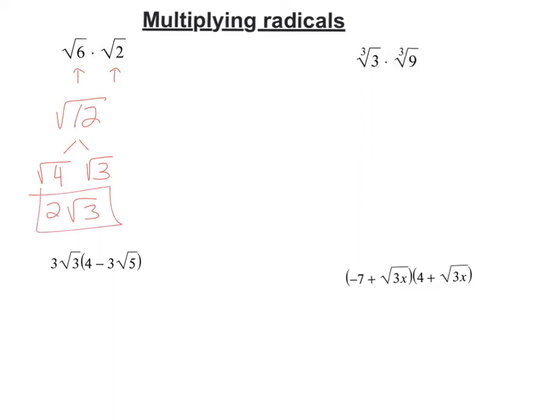Same thing here. With this one, though, you have to make sure that your indexes are the same, and they are both 3. So I can multiply the cube root. 3 times 9 is 27, and the cube root of 27 is 3. 3 times 3 times 3 gets you 27.